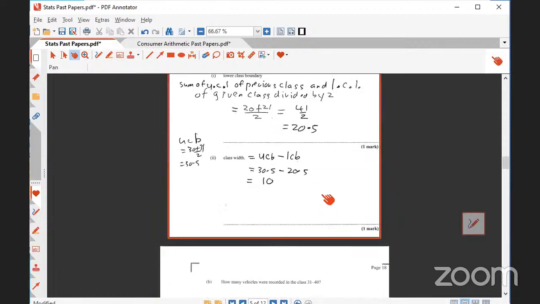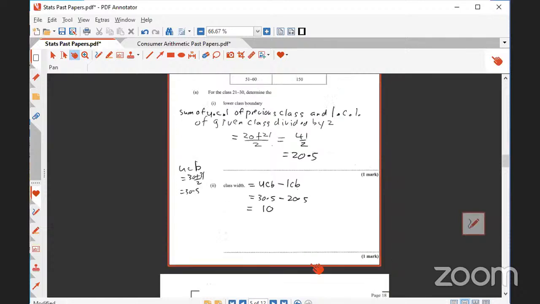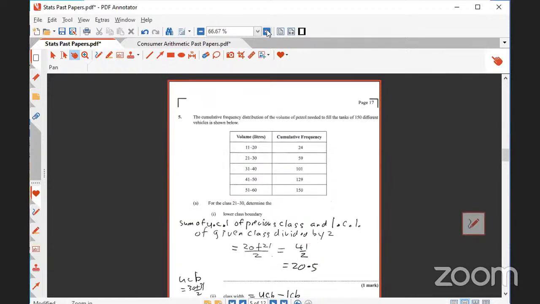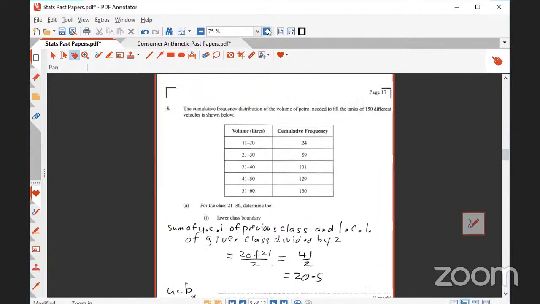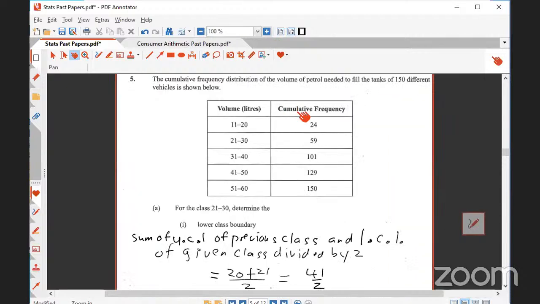All right, so B, how many vehicles were recorded in the class 31 to 40? As I was saying, this is not frequency, this is cumulative frequency. So there's a difference here. The frequency of this is 24, but how did we get 59? We got 59 by adding 24 to something, which is actually the frequency of this one.